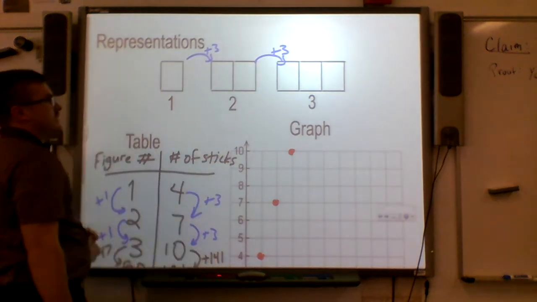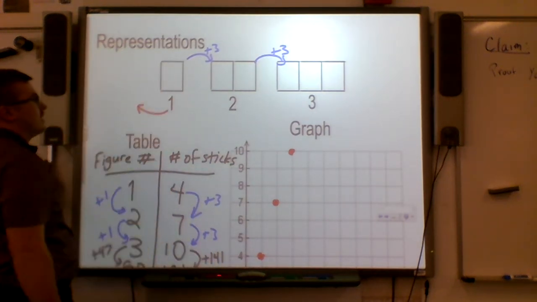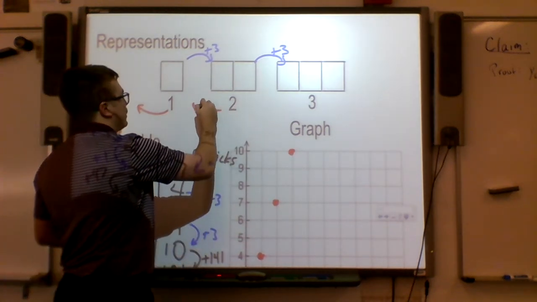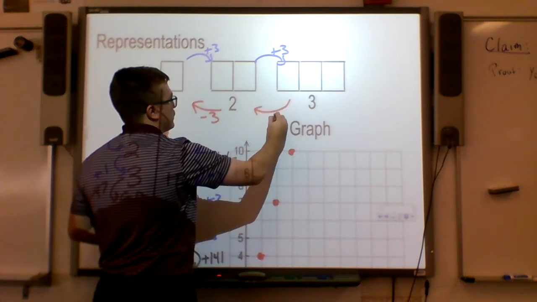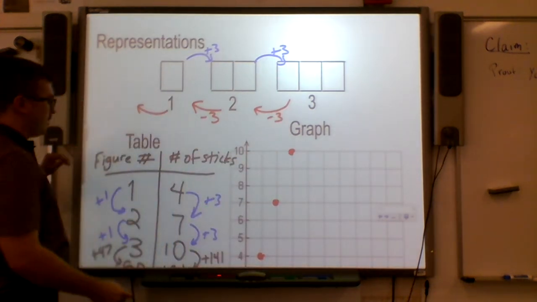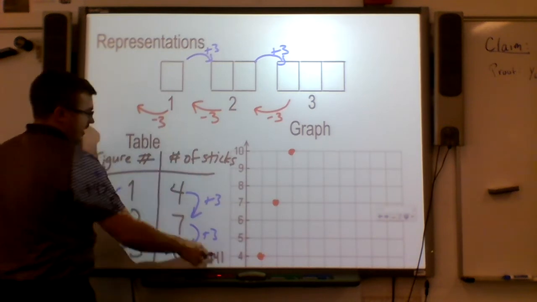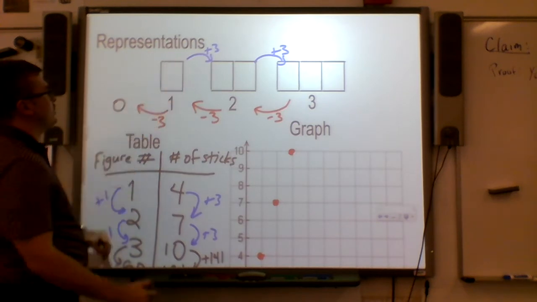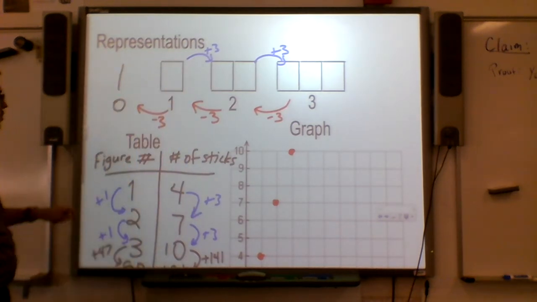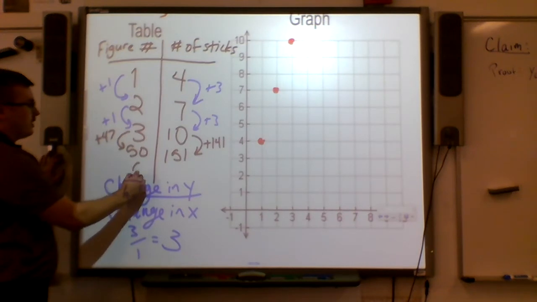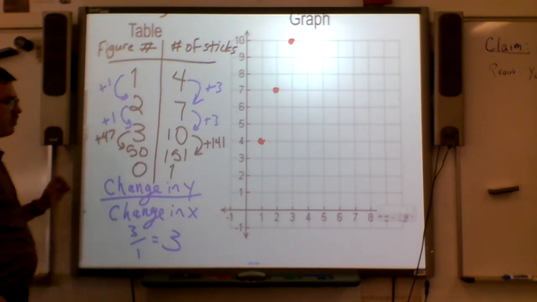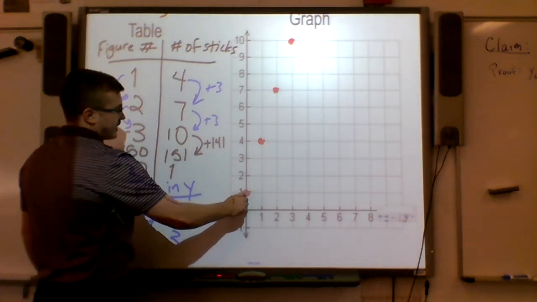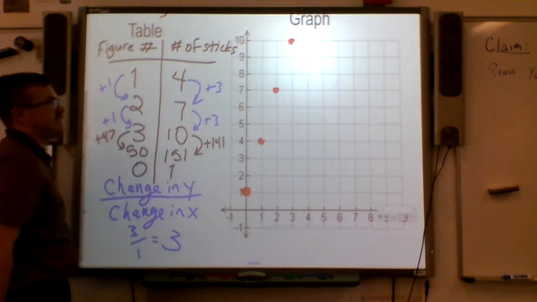But we want to go the opposite direction. We want to go from here to here. So the opposite of adding 3 is from here to here, we subtract 3. So in figure number 0, if we continue this pattern and we subtract 3, we would subtract 3 sticks and we would just be left with 1. So in figure number 0, we have 1 stick. So that means on our graph, it doesn't go through 0, 0, it goes through 0, 1.